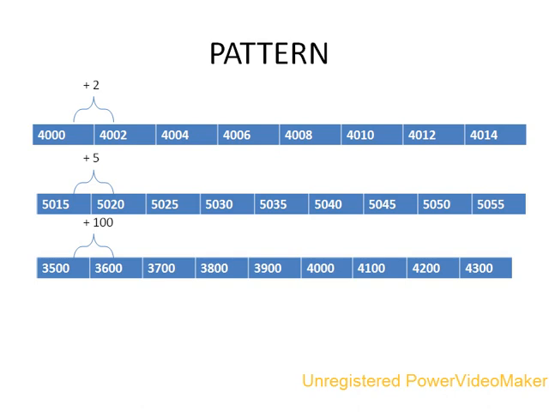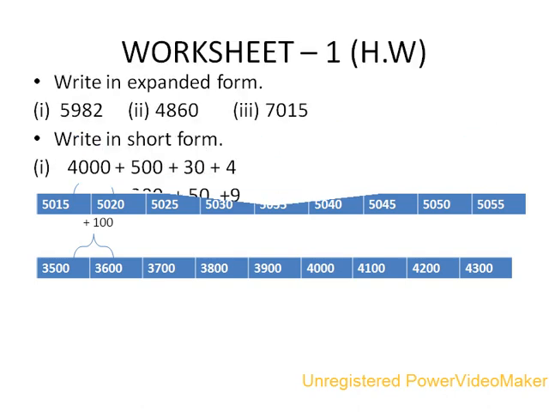Again you add 100, you will get 4000. Again you add, you will get 4100. Again you add 100, you will get 4200. Again you add 100, you will get the answer 4300.